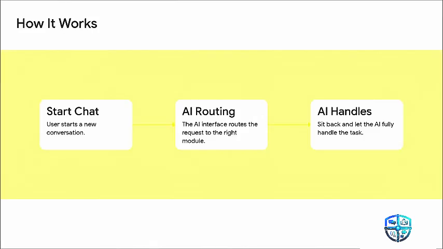And behind the scenes, the way you actually interact with all this is incredibly frictionless. Step 1, you literally just start a conversation. Step 2, the AI interface is smart enough to automatically route your request to the correct module out of those 4 we just talked about. And Step 3, you just sit back and let the AI handle the task.